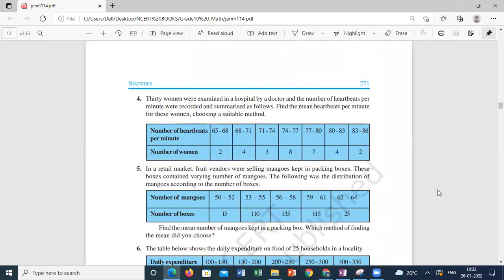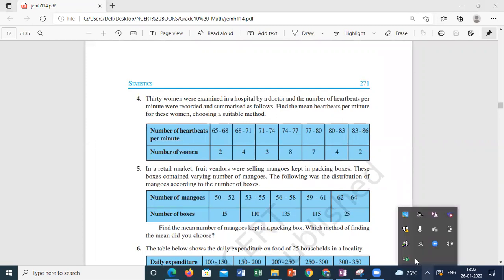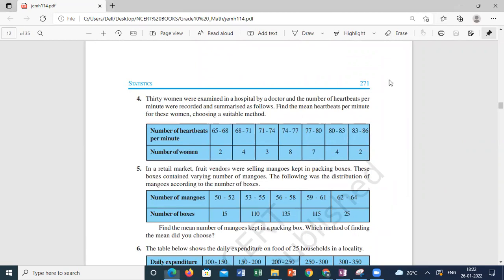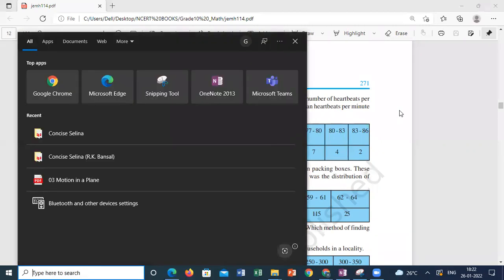30 women are examined in a hospital by a doctor and the number of heartbeats per minute were recorded and summarized as follows. Find the mean of the heartbeats per minute for these women, choose any method.